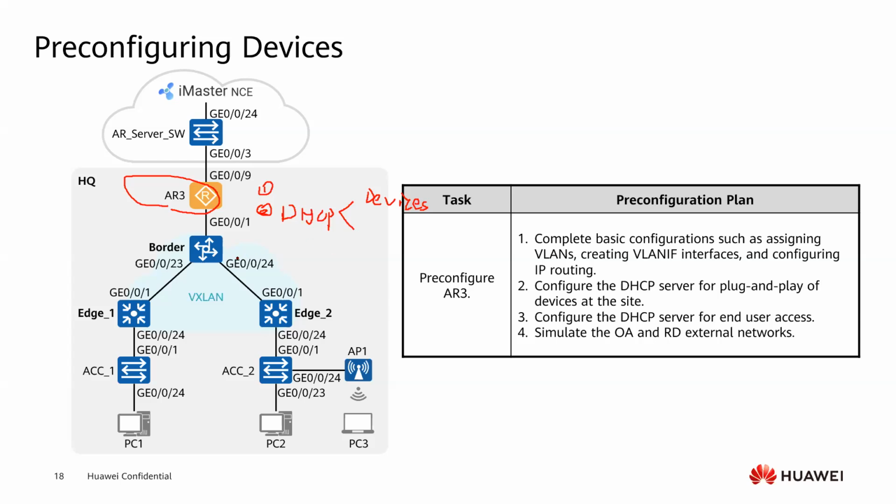And second is also for the wireless users. It's also the DHCP server for the wireless users who want to connect to the network. And third, we use it to simulate the external network and the network service resources.